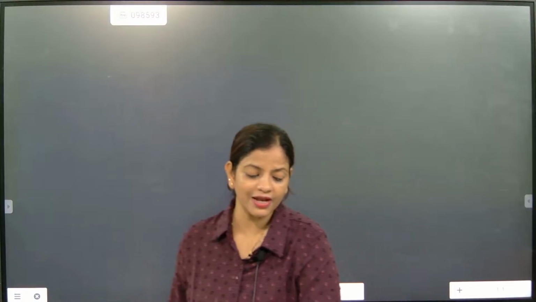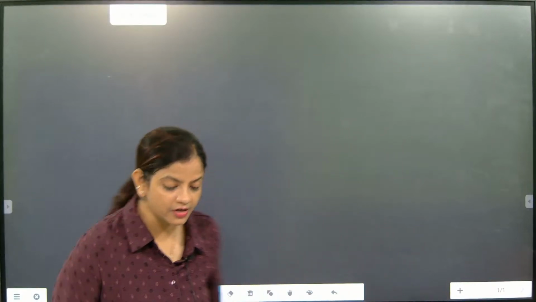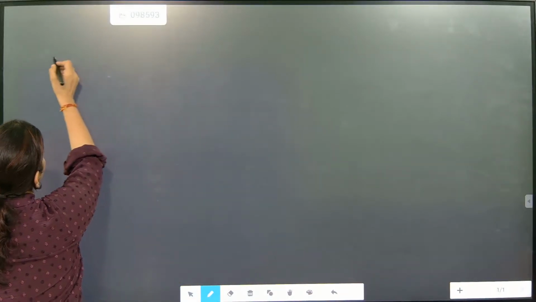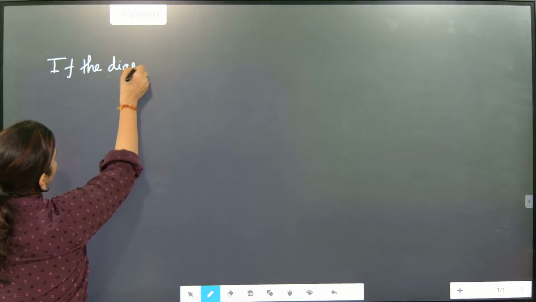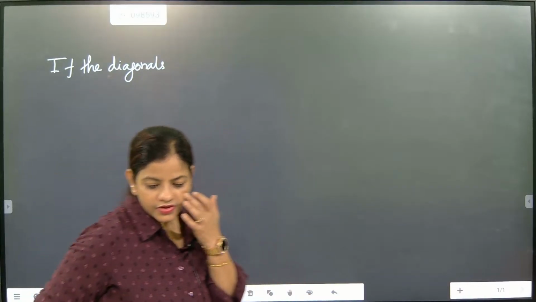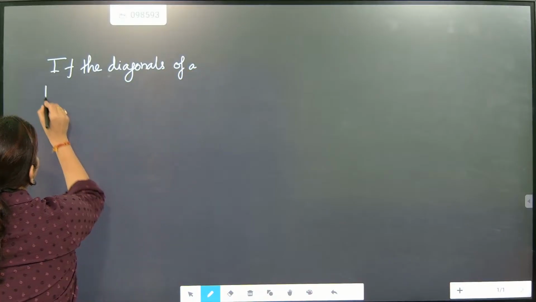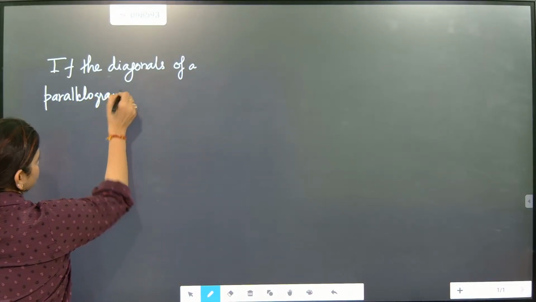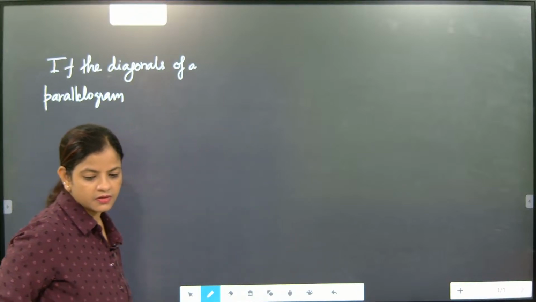If the diagonals of a parallelogram are perpendicular, then it is a rhombus. Write down, if the diagonals... Today Kanishk, you are not here, so I am not getting those NCERT questions. Can you send me the photo of the NCERT book, beta? Anyone, send me the photo of the NCERT book, beta?